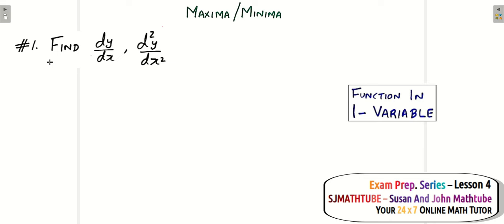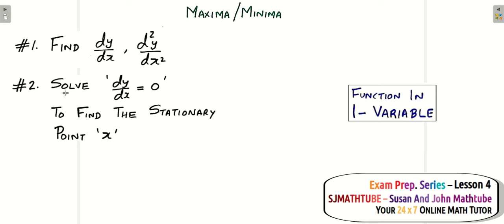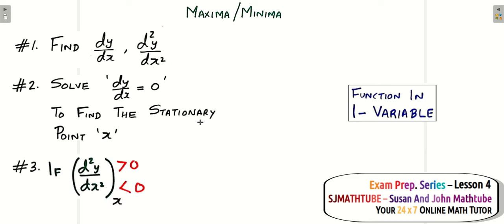Now let's go for the method. The process is like this: find dy by dx and d square y by dx square. That's number one. The next thing you have to do is solve the equation which you get by setting dy by dx equal to 0 and find x. When you solve this equation, the x values you get will correspond to a maximum or minimum. We don't know whether it's a maximum or minimum, but it's for sure an extreme point.